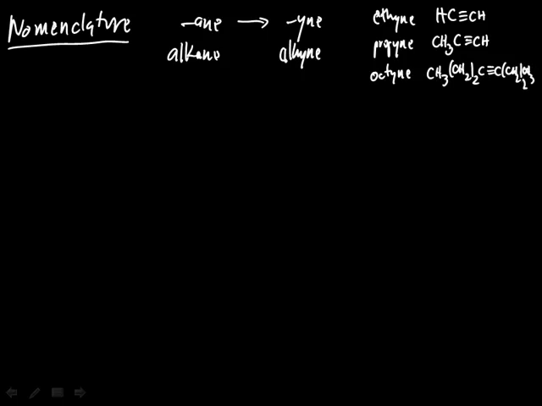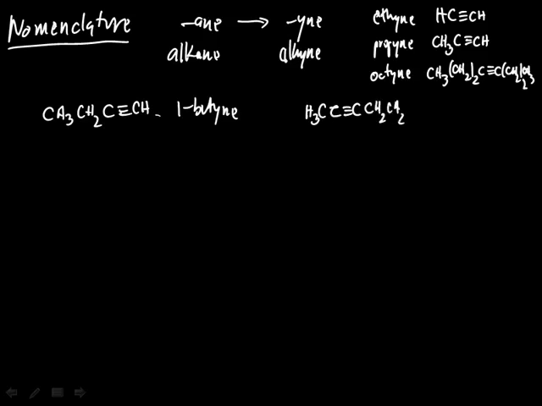Just as we've seen with alkenes, the triple bond has to have the lowest possible numbers, so this molecule will be 1-butyne, while this will be 2-hexyne.